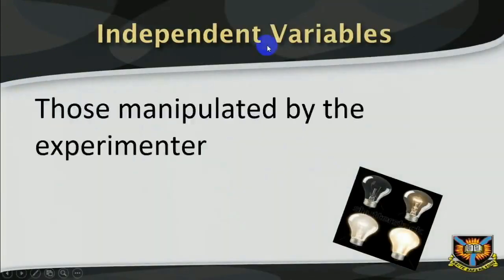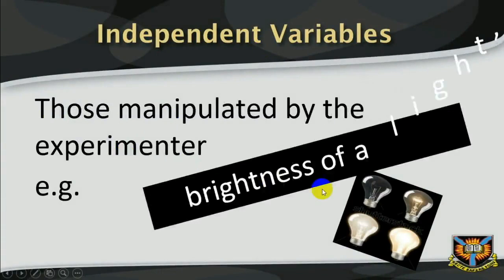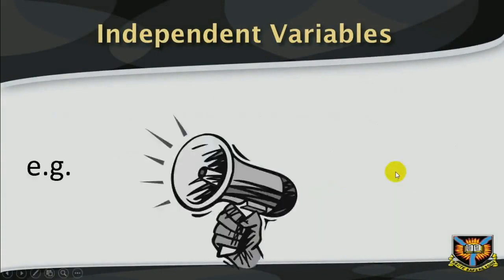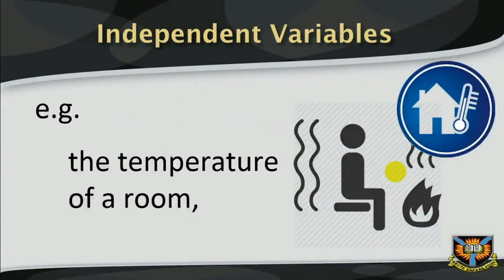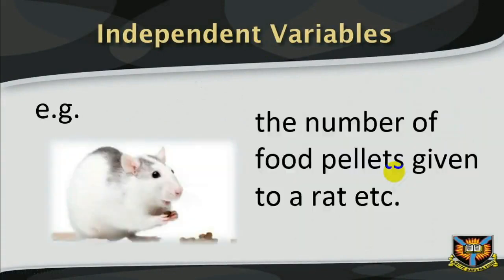Independent variables. In true experiments, independent variables are those manipulated by the experimenter. The brightness of a light, the loudness of a tone, the temperature of a room, the number of food pellets given to a rat, all are independent variables, since the experimenter determines their quality and quantity. Independent variables are selected because an experimenter believes they will cause changes in behavior.